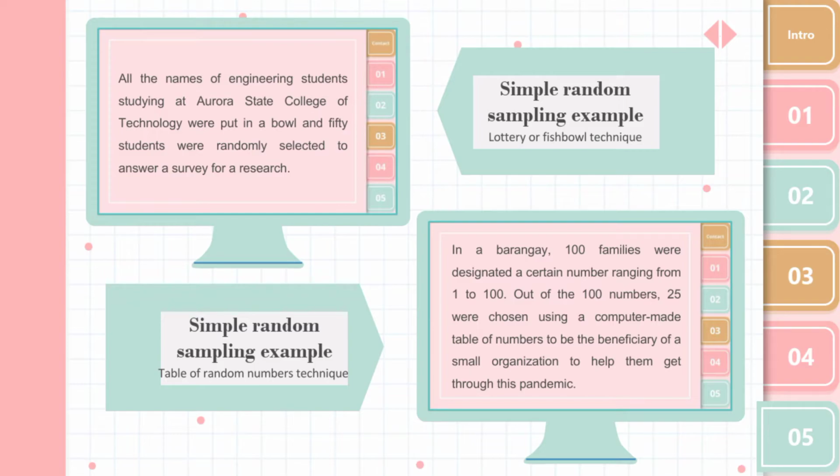Table of random numbers technique. In a barangay, 100 families were designated a certain number ranging from 1 to 100. Out of the 100 numbers, 25 were chosen using a computer-made table of numbers to be the beneficiary of a small organization to help them get through this pandemic.